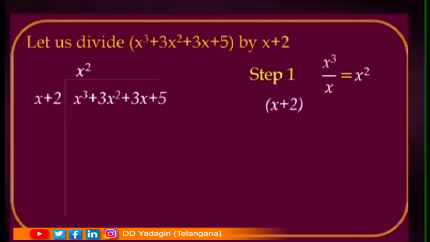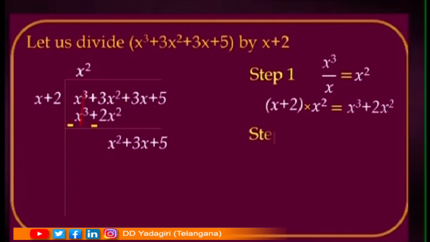Now you take this x square, multiply with x plus 2, you get x cube plus 2x square. So that is going to be the term which you get below the first two terms. Now you can go for subtraction. You see that the x cube and x cube cancel off and you can write 3x square minus 2x square as x square plus 3x plus 5.